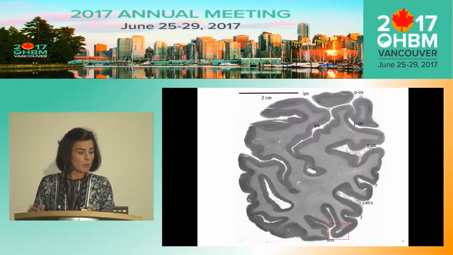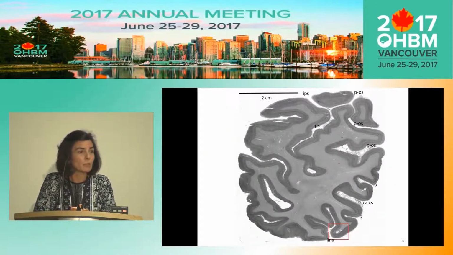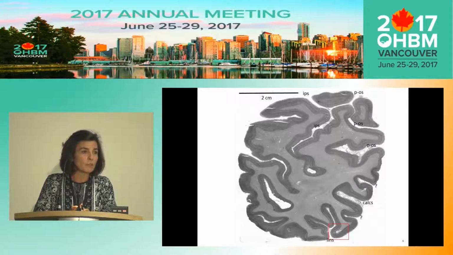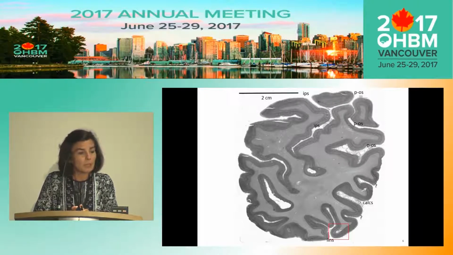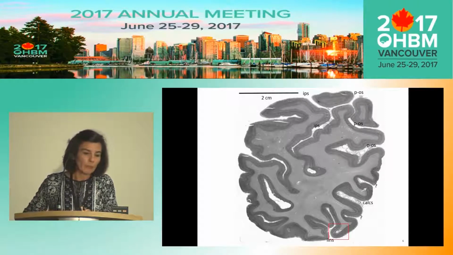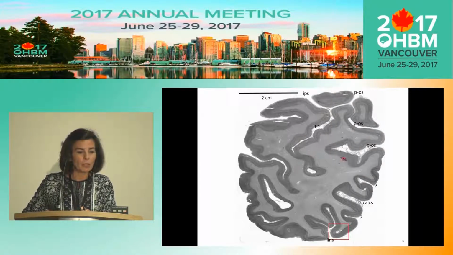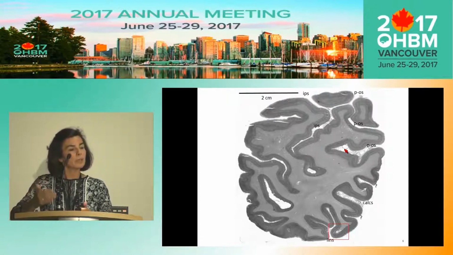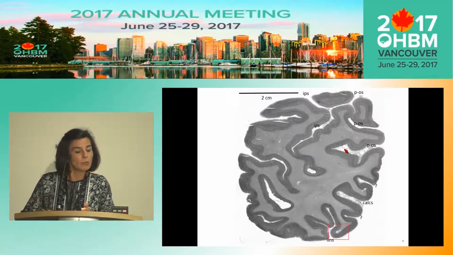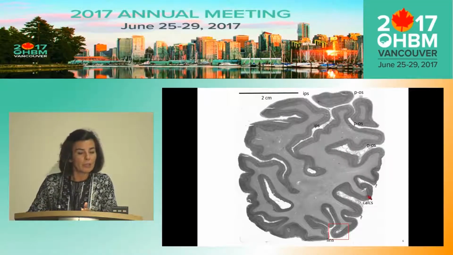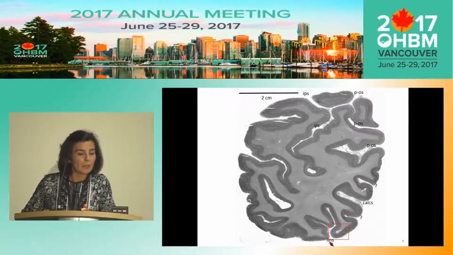Starting with the primary visual cortex, this slide shows a coronal section through a human occipital lobe processed for the visualization of cell bodies. I've labeled some sulci that Julian already mentioned. There's the intraparietal sulcus. We've got the parieto-occipital sulcus, which can be sectioned multiple times in a coronal section. There is the calcarine sulcus down here, and the lingual sulcus.